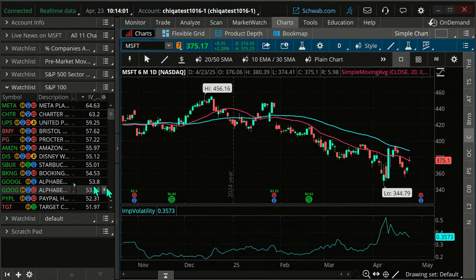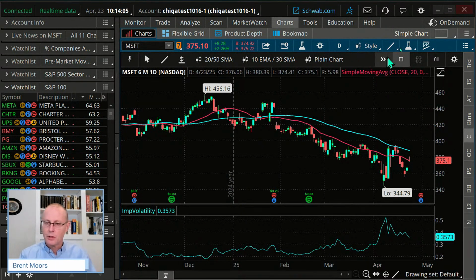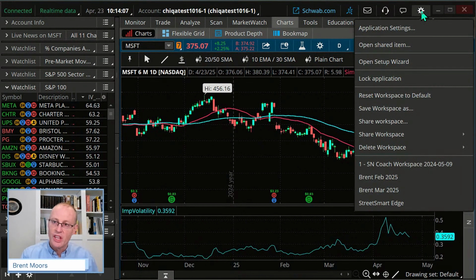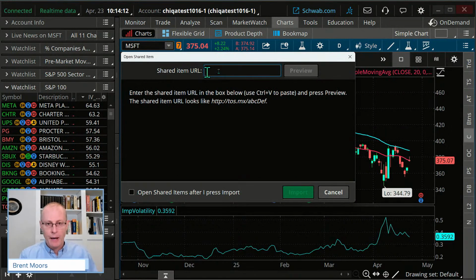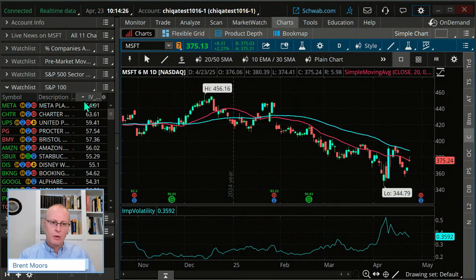If you get that script, you just copy the script, go up to the gear, go to open shared items, paste it right in here, and click on preview. It may ask you to name it. You can name it whatever you want, and then you import that script, and it will show, depending on what you named it, right in here. What this one is doing is actually only going back 3 months.